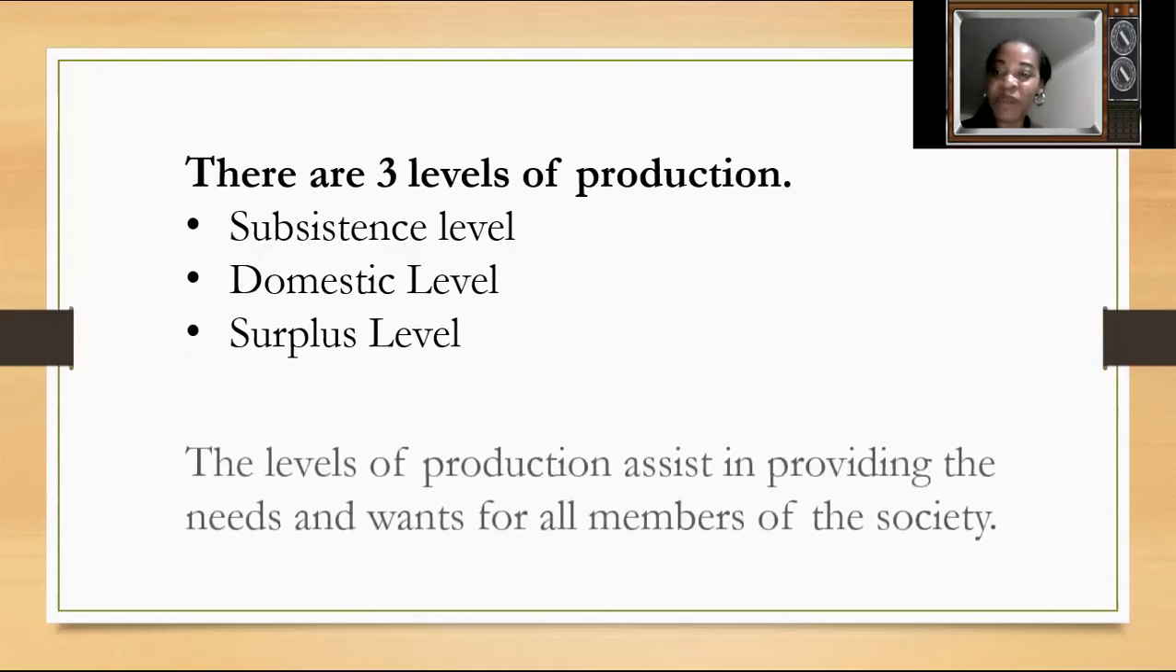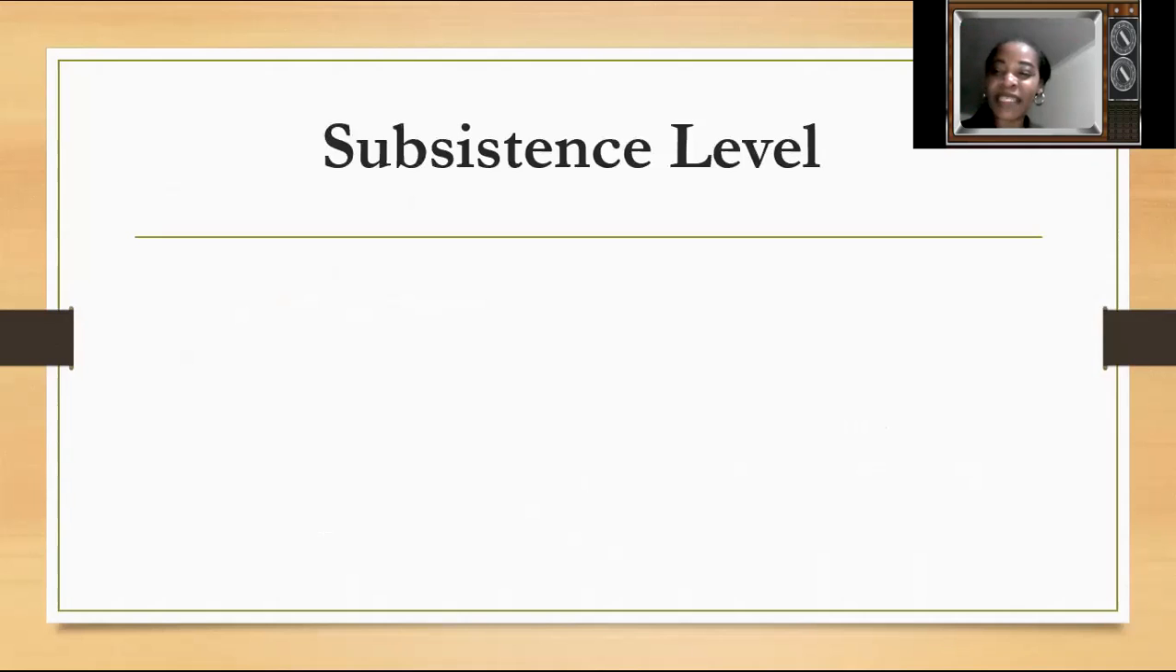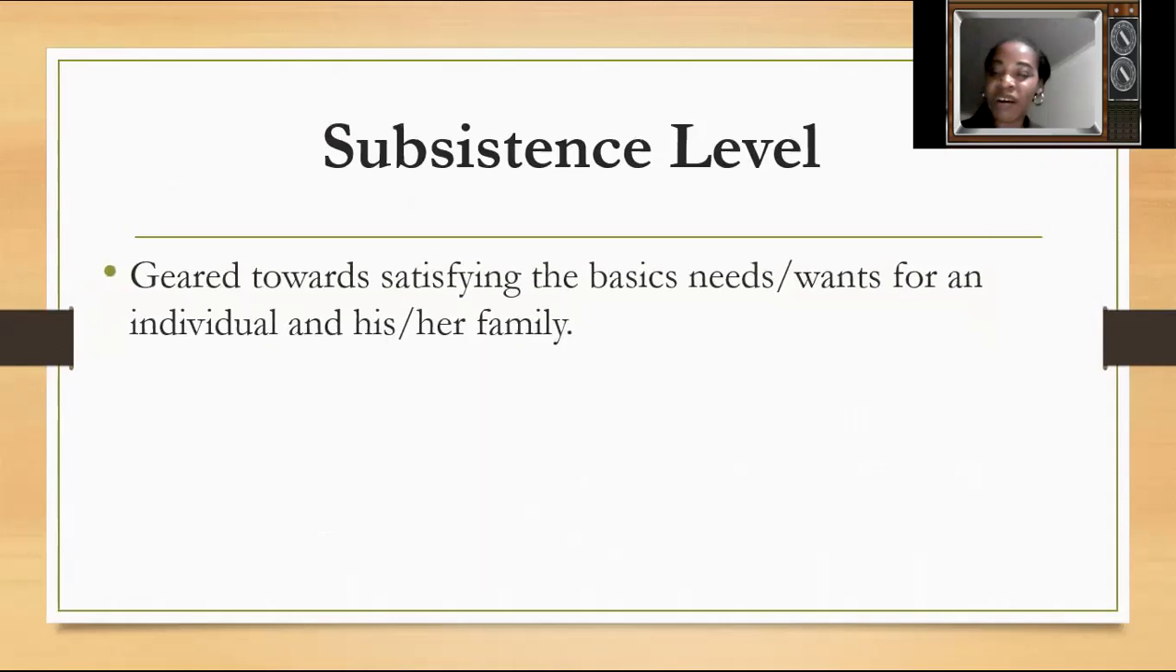All three levels of production assist in providing the needs and wants for all members of the society. What is the subsistence level of production? At this level of production, goods and services are usually produced towards satisfying the basic needs or wants of an individual and his or her family.